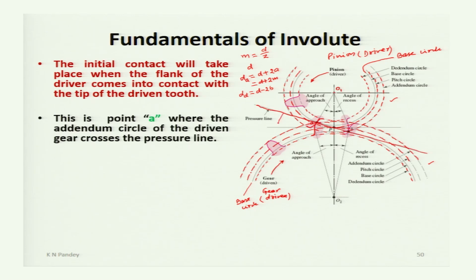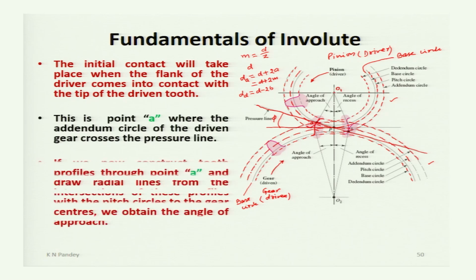Pressure line, the angle phi with this. Okay. So, if we now construct a tooth profile through point A and draw initial radial lines from the intersections of these profiles with the pitch circles to the gear center, we obtain the angle of approach.